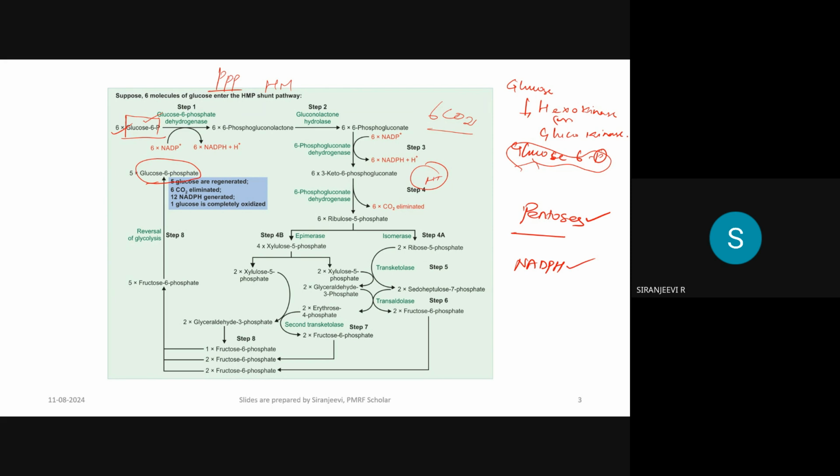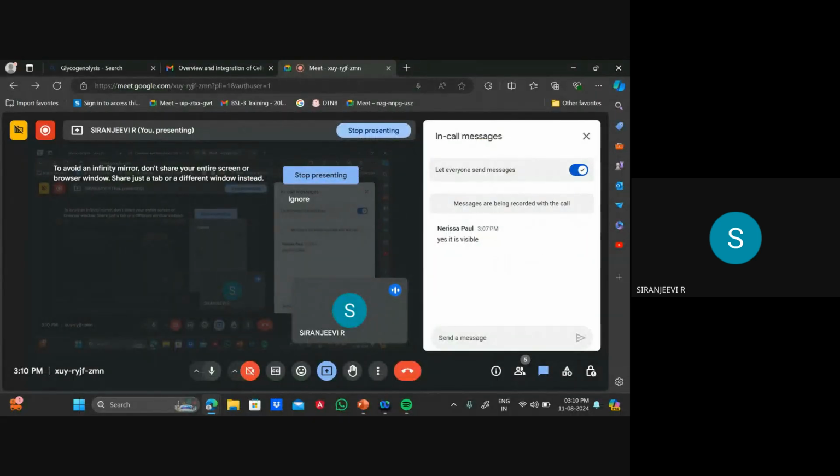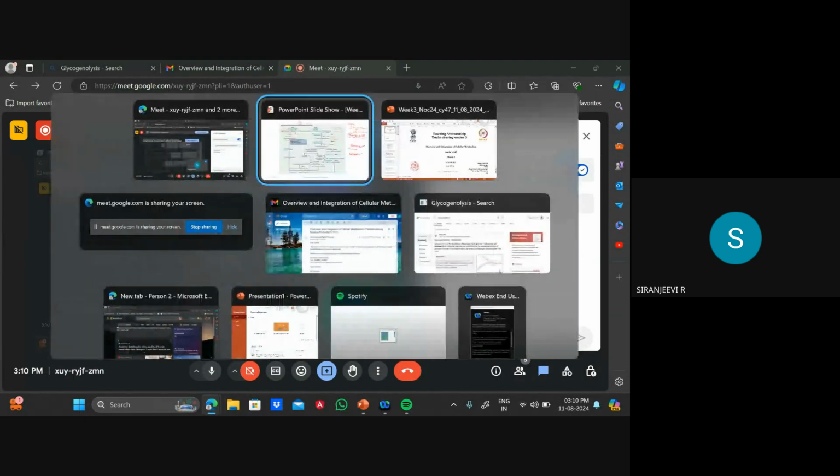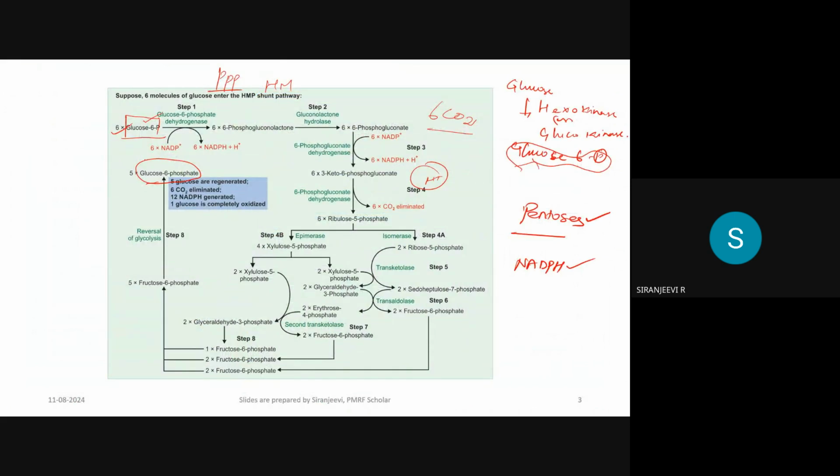A quick recap on this pathway. The glucose 6 phosphate starts the pathway. By the action of glucose 6 phosphate dehydrogenase, it will synthesize 6-phosphogluconolactone. This phosphogluconolactone will be converted into 6-phosphogluconate by the action of gluconolactonase. Then, by the action of 6-phosphogluconate dehydrogenase, it will be converted into 3-keto 6-phosphogluconate. Again, we will have one more round of NADPH.